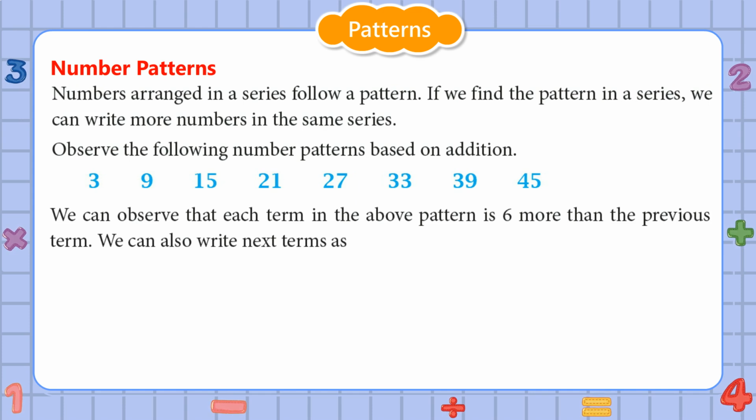We can also write next terms as 45 plus 6 is equal to 51. 51 plus 6 is equal to 57. 57 plus 6 is equal to 63. And 63 plus 6 is equal to 69.